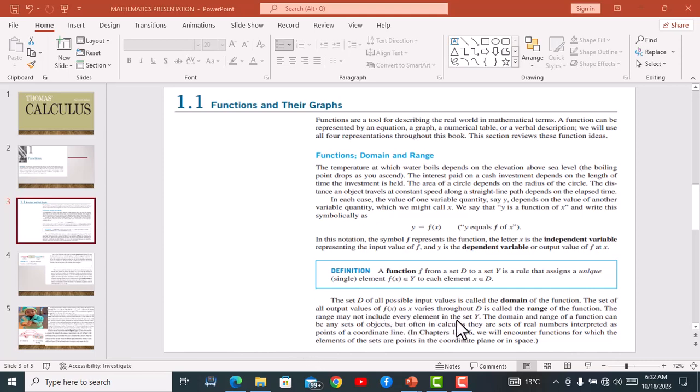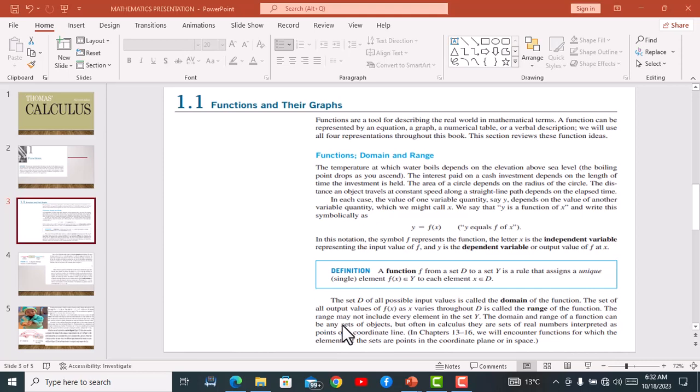The range may not include every element in the set y. This is a possibility that you should know, and worthy of noting that the range may not include every element in the set y. Why? Why should this be so?